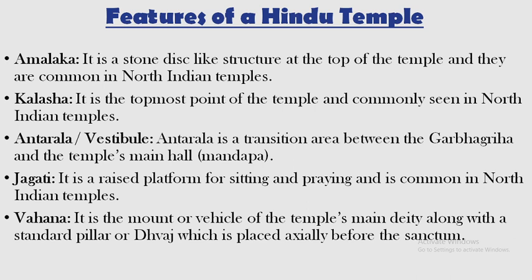Antarala is a transition between the Garbhagriha and the Mandapa. Jagati is a raised platform. Here, our people will sit and pray, and it is very common in North Indian temples. Vahana is a mount or vehicle of the temple's main deity, along with the standard pillar or dwaj, which is placed axially before the sanctum.